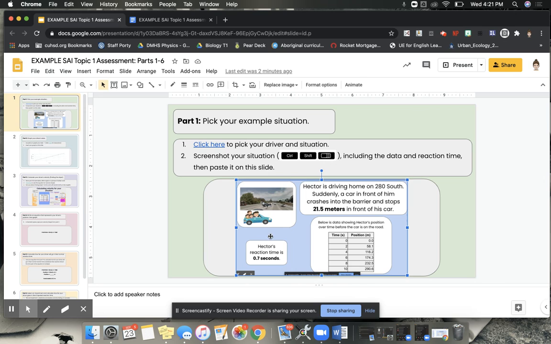So I see my situation here in part 1. Hector is driving home on 280 South. Suddenly, a car in front of him crashes into the barrier and stops 21.5 meters in front of his car. This is my situation for the example. Your situation is probably different, so you want to work with whatever yours is, but we're looking at how far is the danger in front of your car. In this case, it's 21.5 meters.